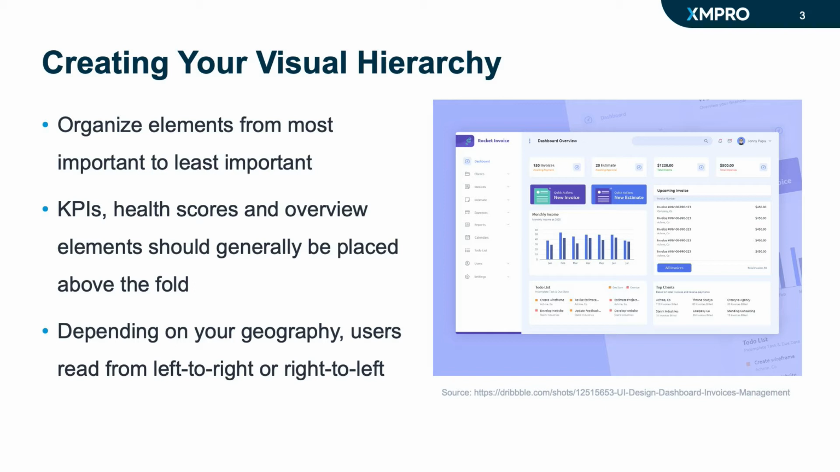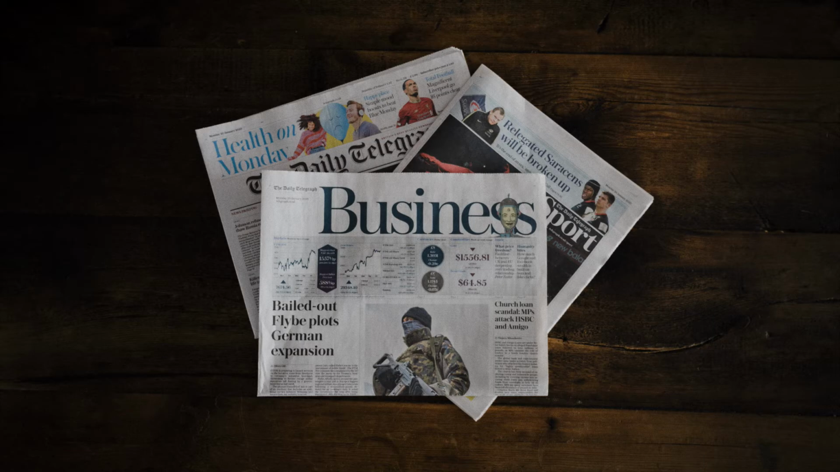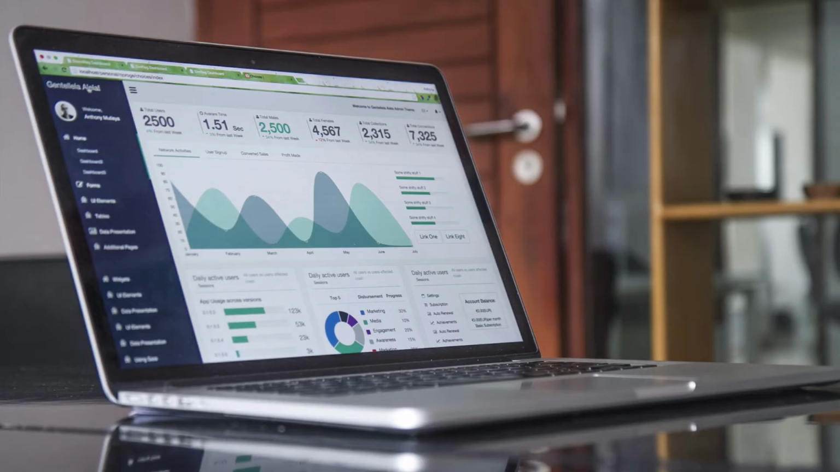Above the fold is an old term that comes from the newspaper world and describes printing something above where the newspaper was folded. When designing for digital applications, this generally means before the user needs to scroll.